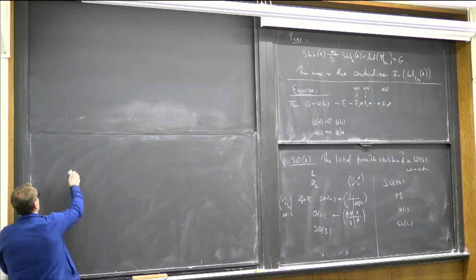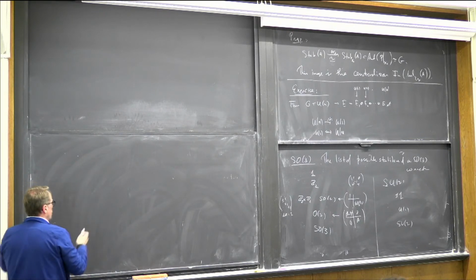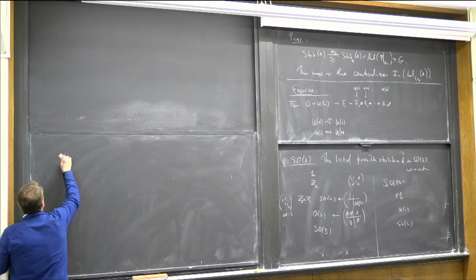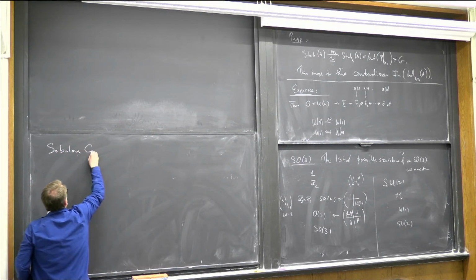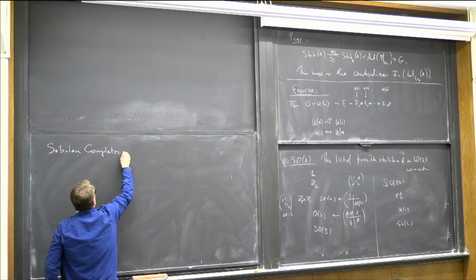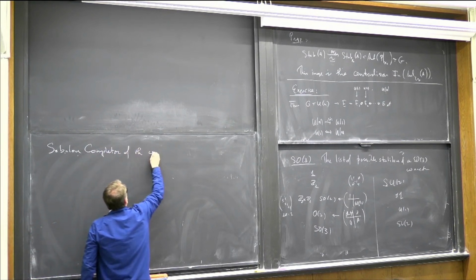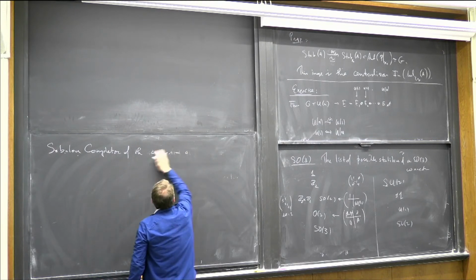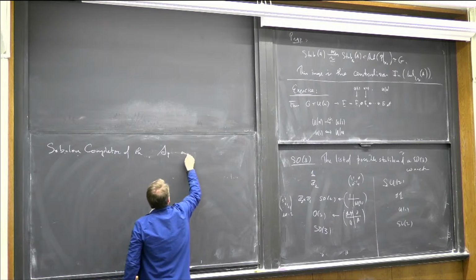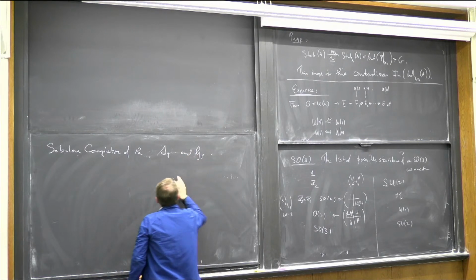Right. Okay. So now we want to deal more seriously with doing this quotient business. So we're going to look at a completion of the space of connections, A, and the gauge group, G.